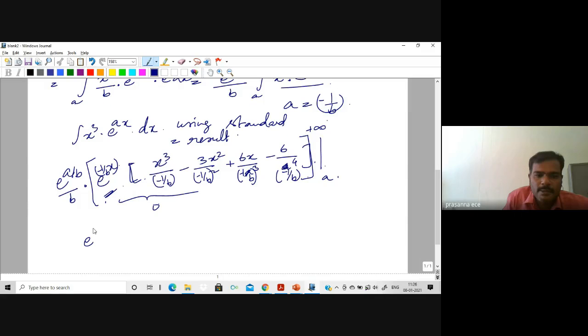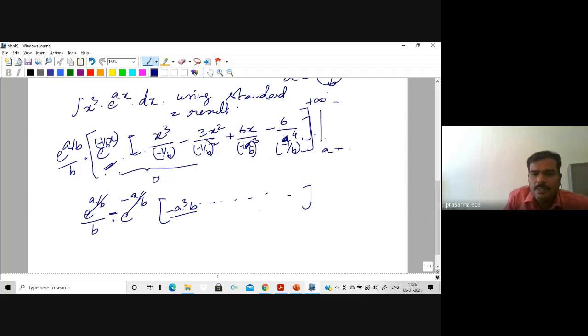So it is e power a by b divided by b into e power minus of a by b into all these terms. You have a minus sign outside because it is upper limit minus lower limit, and this becomes minus of a cube into b. Like that you have all the terms. This outside term gets cancelled, so this is e power plus a by b, e power minus a by b, and you have just 1 by b outside.